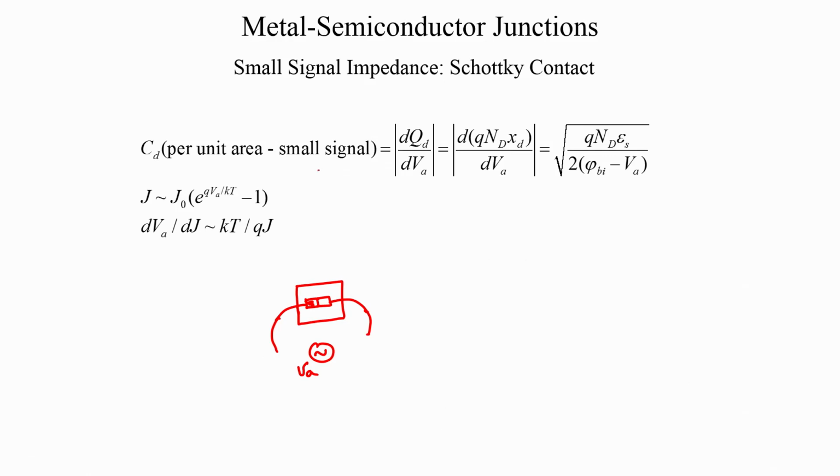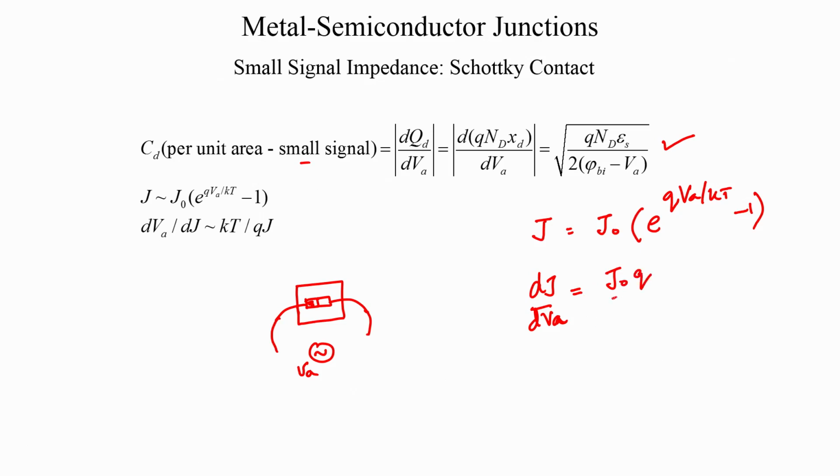So, the capacitance per unit area small signal is dQ by dVA, which we have already derived and found to be that. And since the current voltage characteristics due to diffusion and thermionic emission could be written as some J naught (e to the power qVA by kT minus 1), dJ by dVA is the per unit area conductance, and that is given by J naught q by kT e to the power qVA by kT.